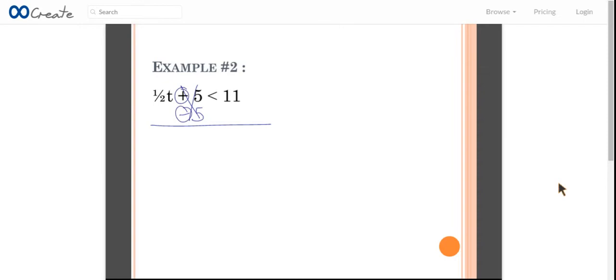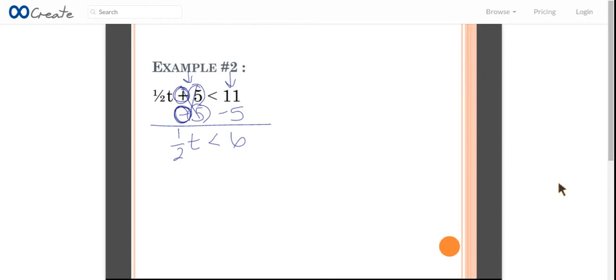So really when I'm thinking about this, I can take this number and write it right here, and this is the opposite operation of this. But what I do to this side, I have to do to this side. So since I subtracted 5 on the left, I have to subtract 5 on the right, and that leaves me 6. So 1/2 times t is less than 6.